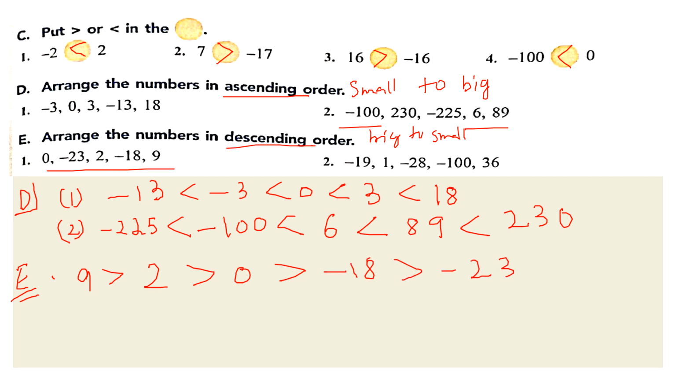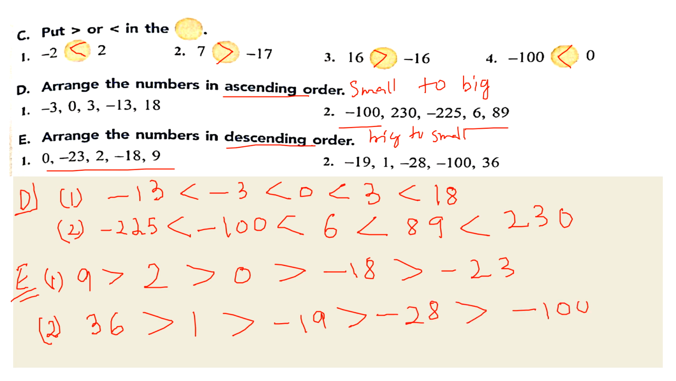Okay, so this is 1E, and question number 2 of E, that is minus 19, 1, minus 28, minus 136. So the biggest one is 36, that's a positive number. Then we have 1, and then we have got minus 19, and then we have minus 28, followed by minus 100.